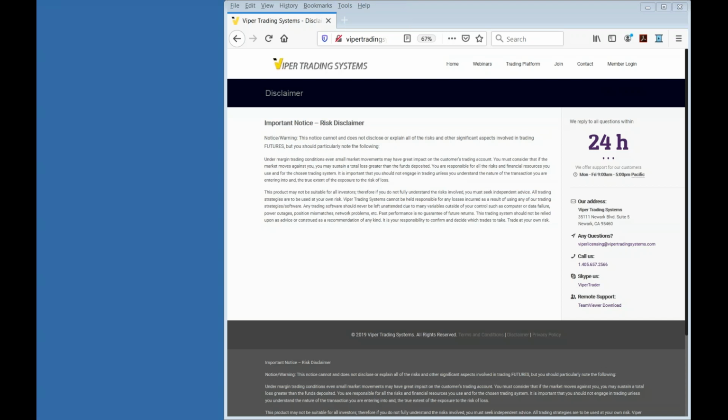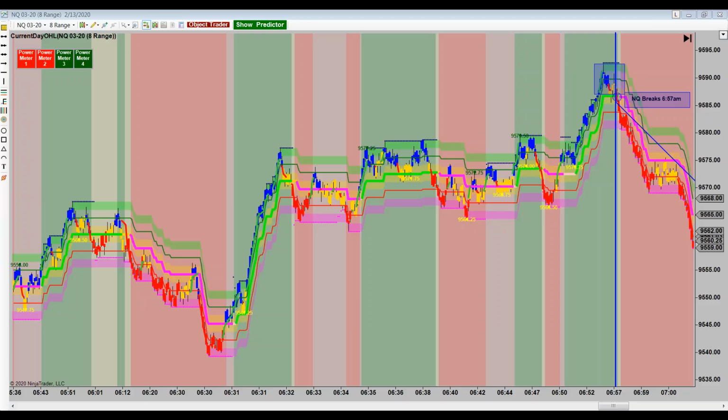Now, I'm going to approach this in a couple of different ways. I'm going to approach it in stages, or bite-sized chunks. What we're going to do is start off with screen one. Let's go over there right now.